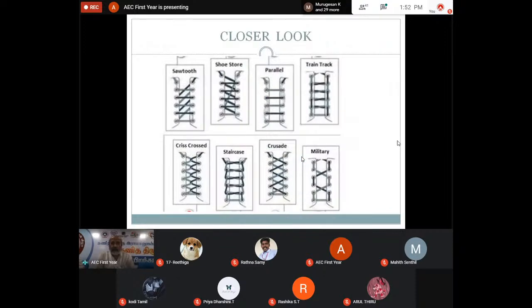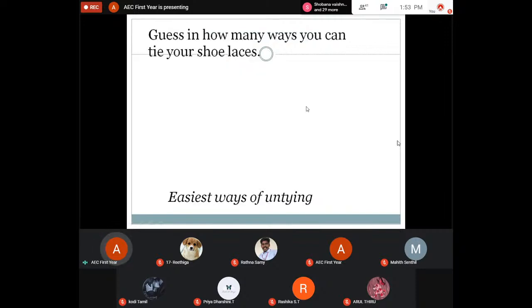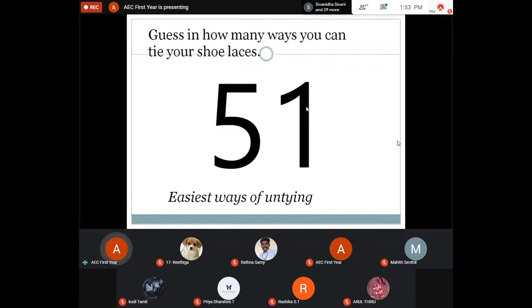Have a closer look. This is the sawtooth. This is the shoe store. This is the parallel way. This is called railway track. This is the military way of doing it. This is the crusade way, staircase way, crisscross way. There are so many kinds of shoelace patterns. In fact, do you know how many ways you can do it in total? There are 51 ways of tying shoelaces, and the same number of ways of untying it. Did you know that there are 51 ways like this?